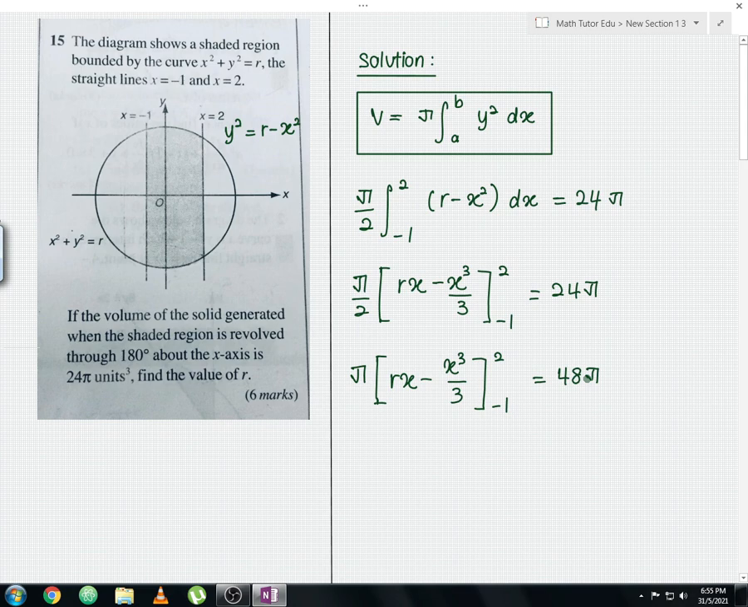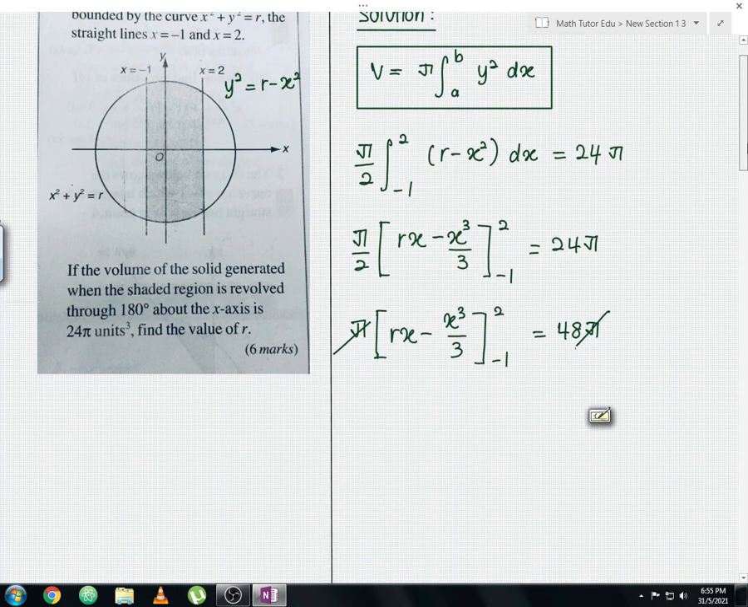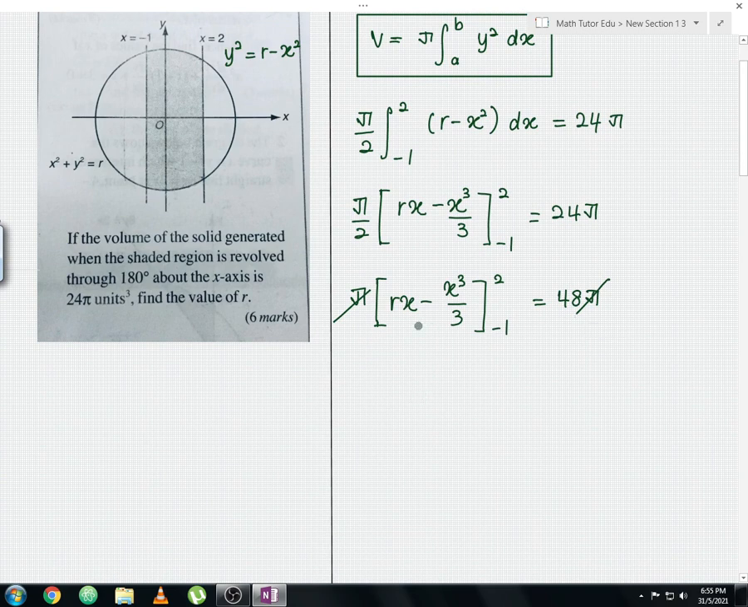Okay, before moving on into the next step of working, as you can see here, this pi and this pi, they are equally in the left hand side and the right hand side respectively. So what you can do is you can cancel them out guys. The pi and pi, you can cancel them out, so it will make your calculation easier. So you're only left with the limit substitution and then equals to 48. So from here, let us substitute the upper limit and the lower limit respectively.